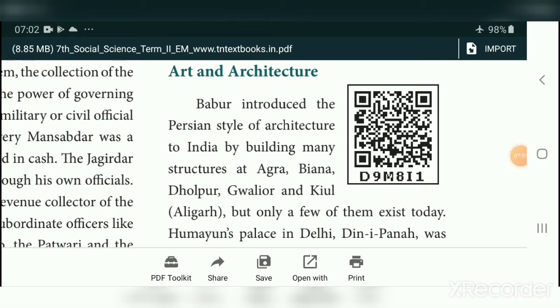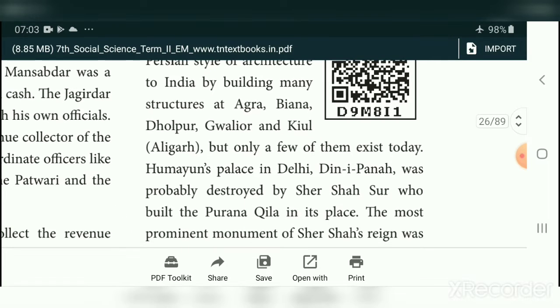Now we will see the art and architecture of the Mughals. Babur introduced the Persian style of architecture to India by building many structures at Agra, Biana, Dholpur, Gwalior and Kyul. Kyul is nothing but Aligarh. But only a few of them exist today.